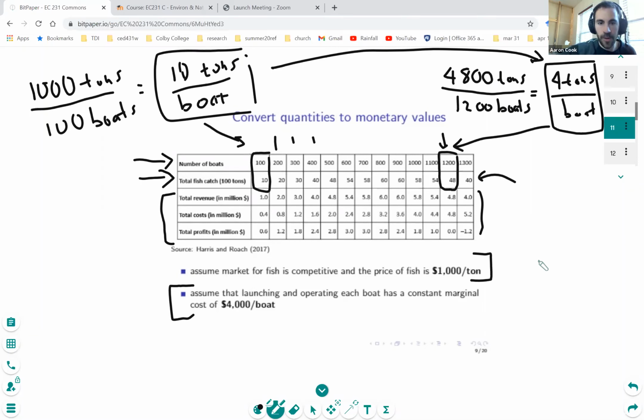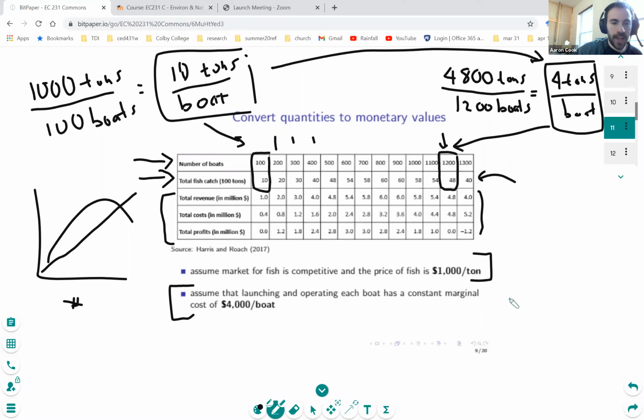So revenues go up in exactly the same shape as total catch because it's a constant price per unit of fish. So those revenues are going to have the same pattern of increasing initially, but then decreasing as you add more boats. Costs are going to, remember, marginal costs are constant. So costs are just going to be increasing at a constant level as you add more boats. So if this axis is the number of boats, costs can be represented by a line increasing with a constant slope. And then the profit is the difference between those two.